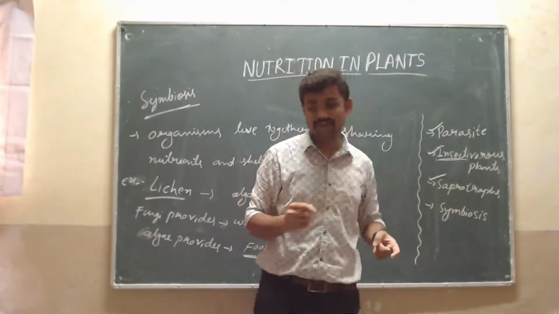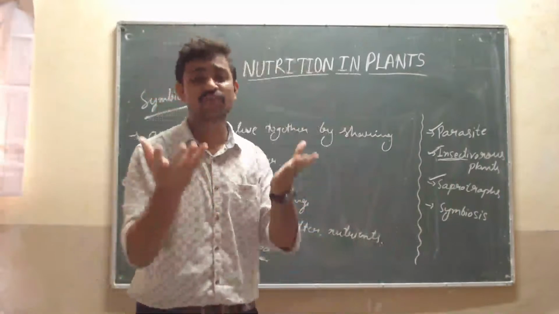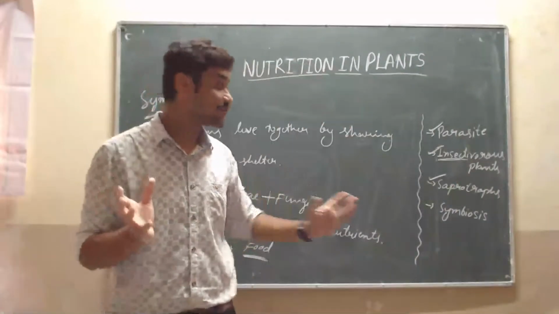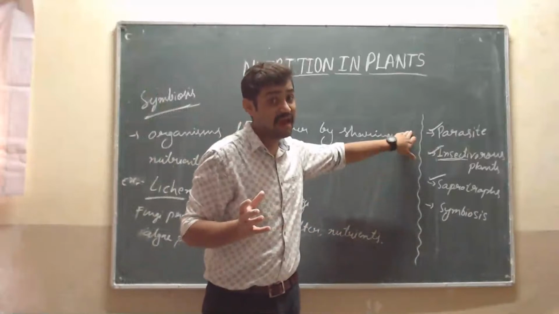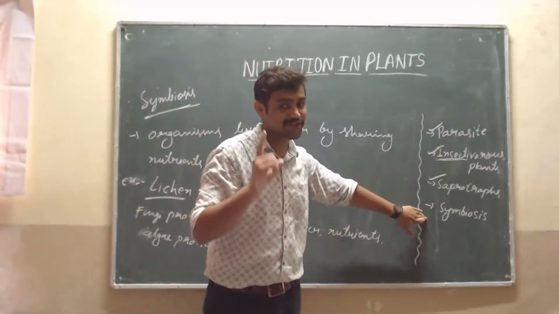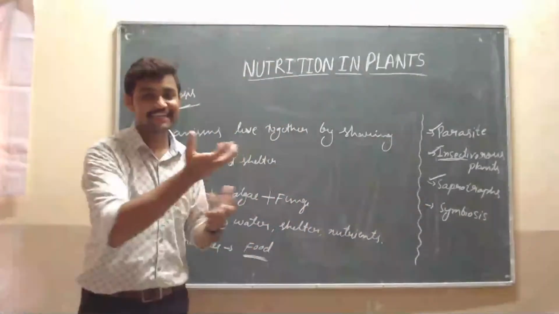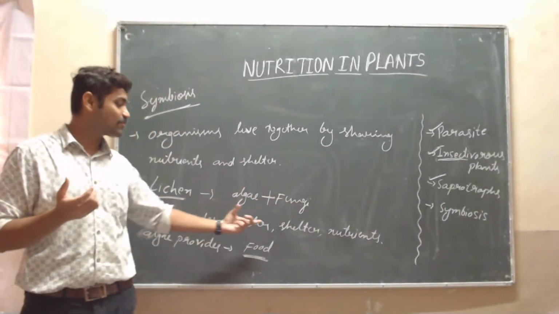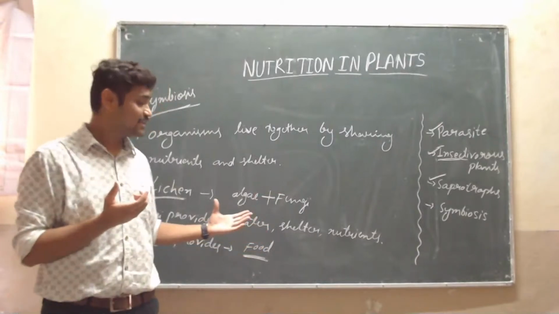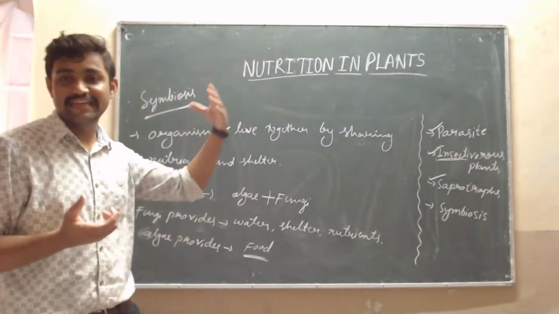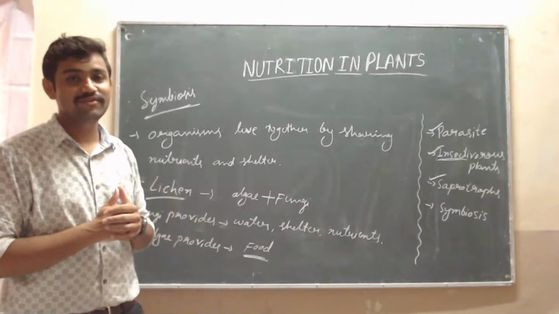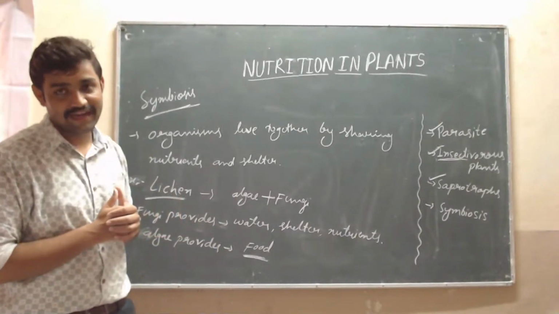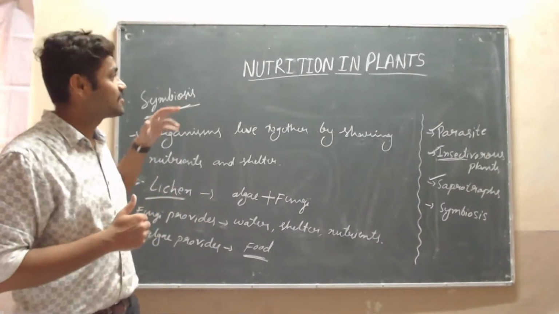Next, symbiosis. Symbiosis means a relation like your friends, a good friend, but a parasite is a bad friend. Symbiosis is a good friend, giving and taking from each other. Algae and fungi: fungi will provide water, shelter and minerals to the algae, and in return algae will provide food to fungi. This is about today's lesson.